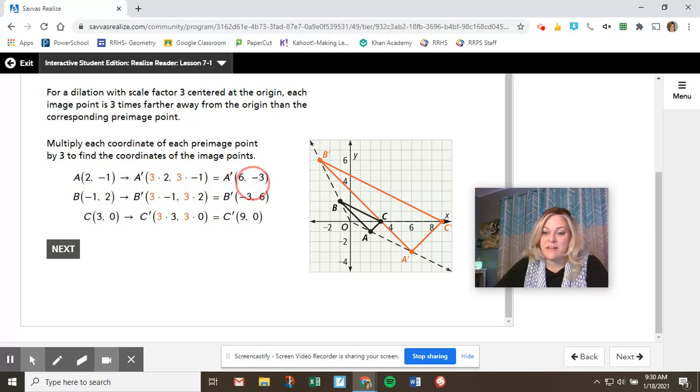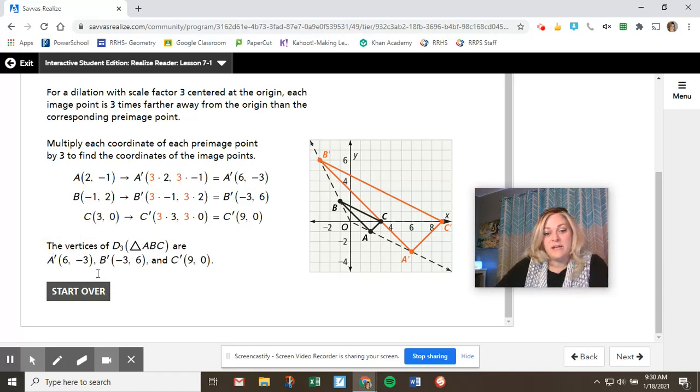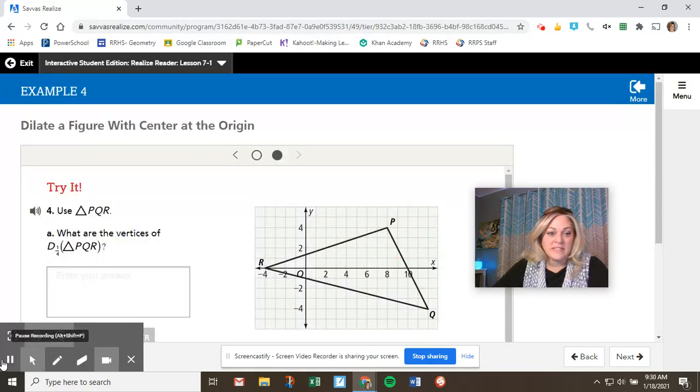A prime is 6, -3. So you literally multiply each point by the scale factor, only if the dilation is from the origin. And it says, here are the new points, or the points of the image. Perfect example, dilation from the center. There's no point, so it's a dilation of 1/4.